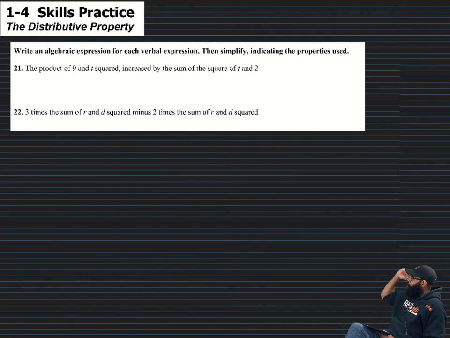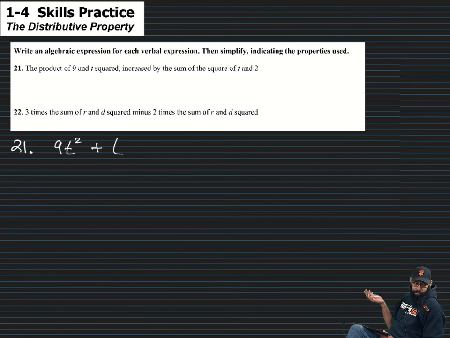So number 21, write an algebraic expression for each verbal expression, then simplify, indicating the properties used. So they're literally pulling in everything. I recognize the product of 9 and t squared. So 9t squared. Product meaning multiply. We did that earlier in the lesson. Just making sure you still know to write it as 9t to the second power. Increased by the sum of the square of t and 2.